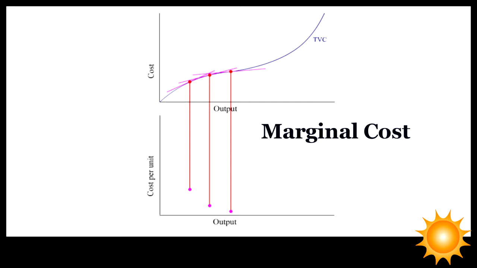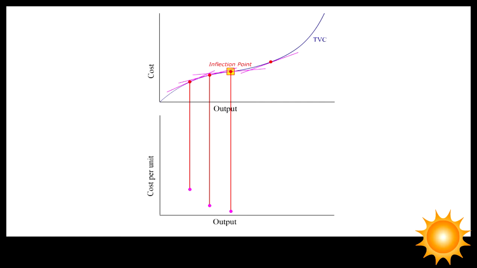Given the inverted S shape of TVC, MC first decreases until MC reaches its minimum at the inflection point. Then MC increases after the inflection point. Thus, the inverted S-shaped TVC generates a U-shaped MC. The U-shape of MC is a reflection of first increasing returns followed by decreasing returns as more and more variable input is combined with the short-run fixed input.